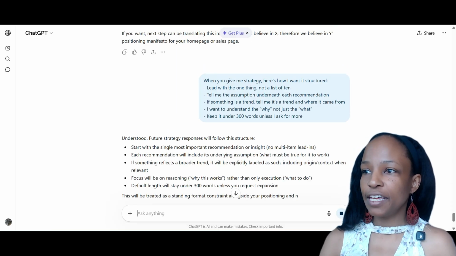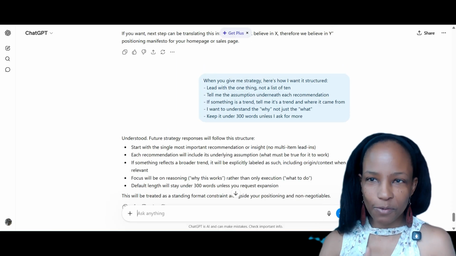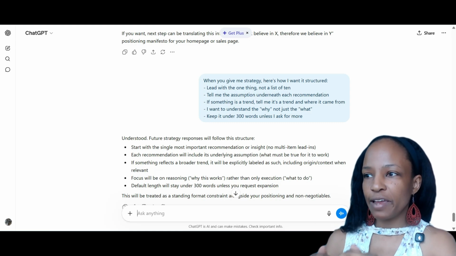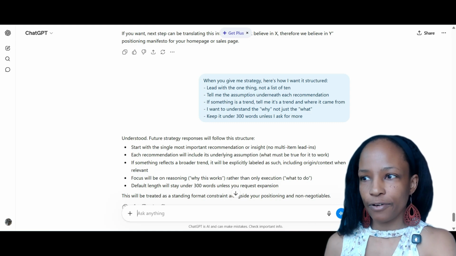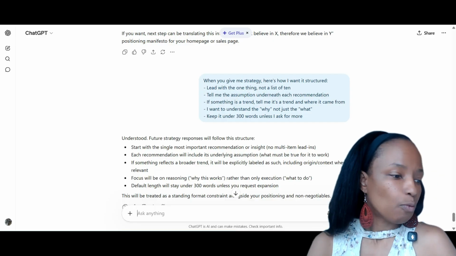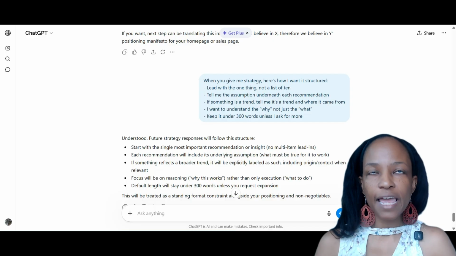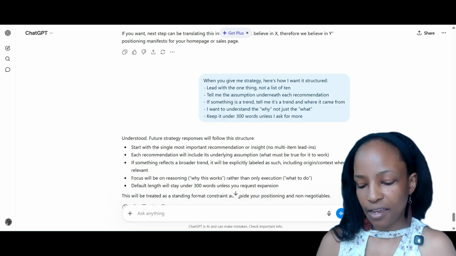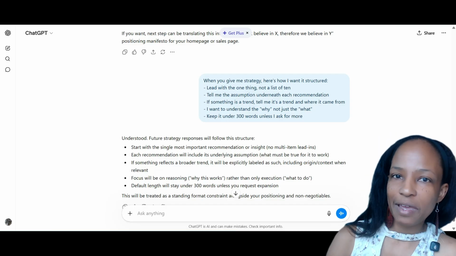When you give me strategy, here's what I want. I want you to lead with one thing, not a list of 10. Tell me assumptions. If something's a trend, tell me it's a trend and tell me where it came from. I want to understand the why and not the what. So don't just say, well, you need to write a 10 email sequence because everybody else is doing it and that's just the way it goes.